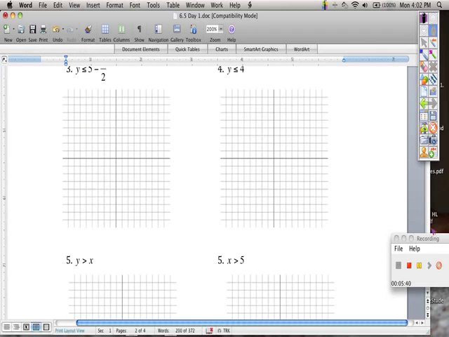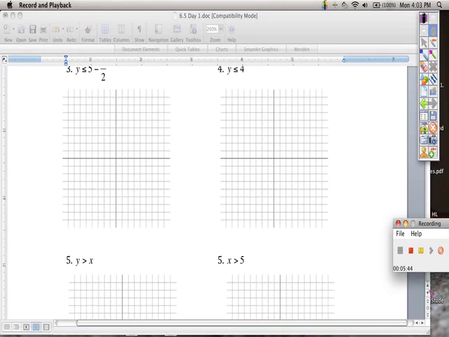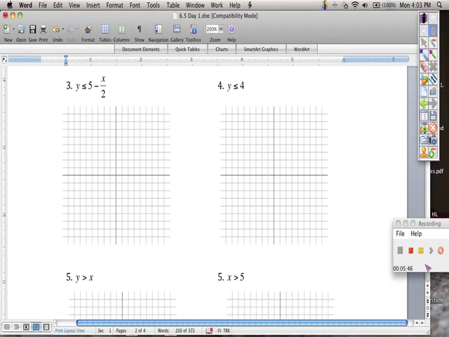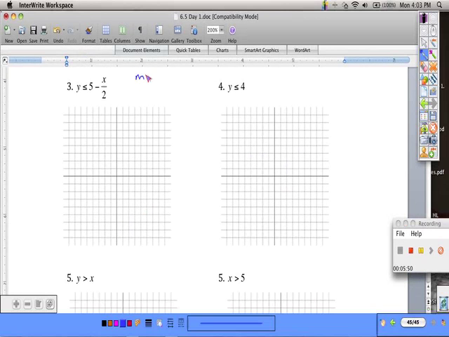Three and 4. For 3, the slope is negative 1/2, because this is negative 1 over 2 times x. The y-intercept is 5. So I'm going to go down 1 over 2 units, or I can go back 2 and up 1, extending my line the other direction.